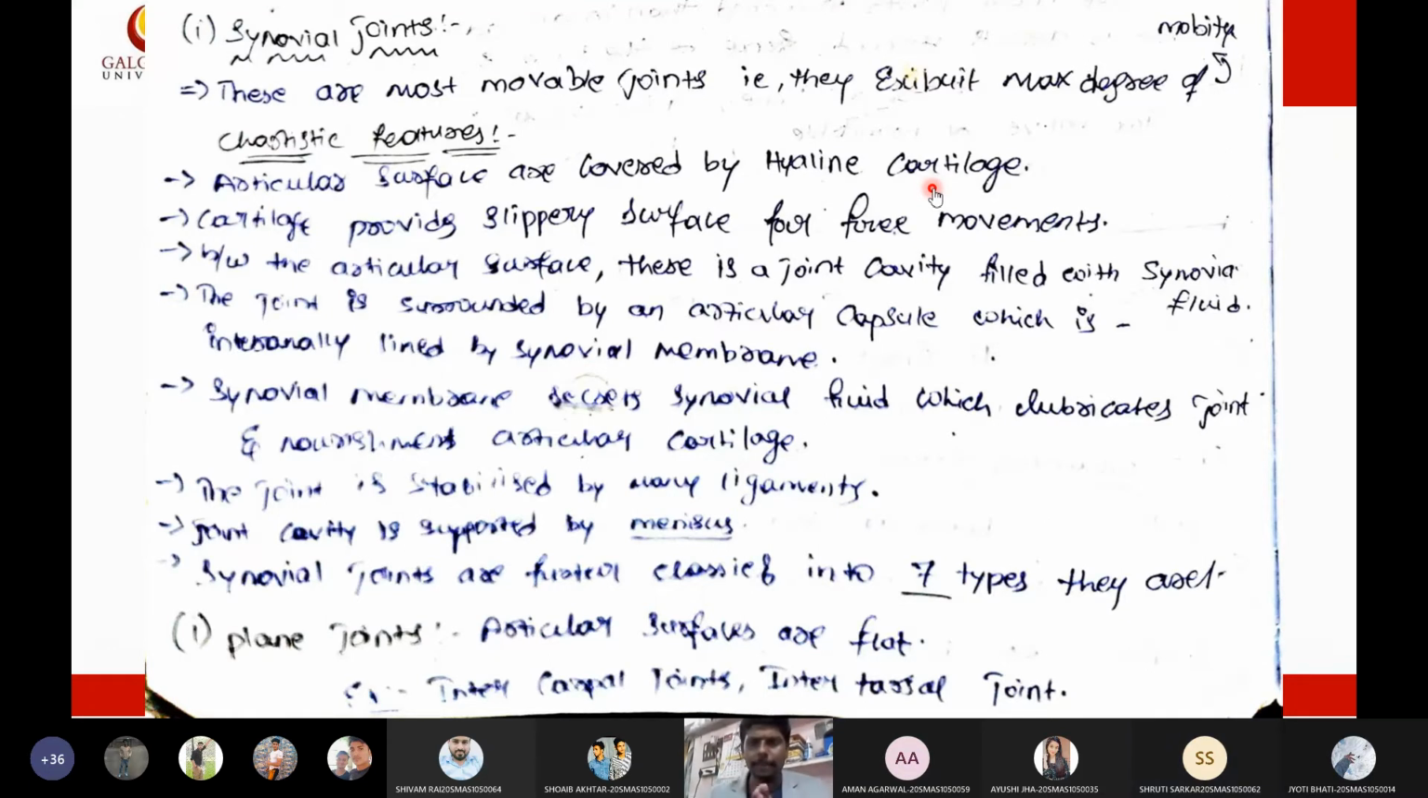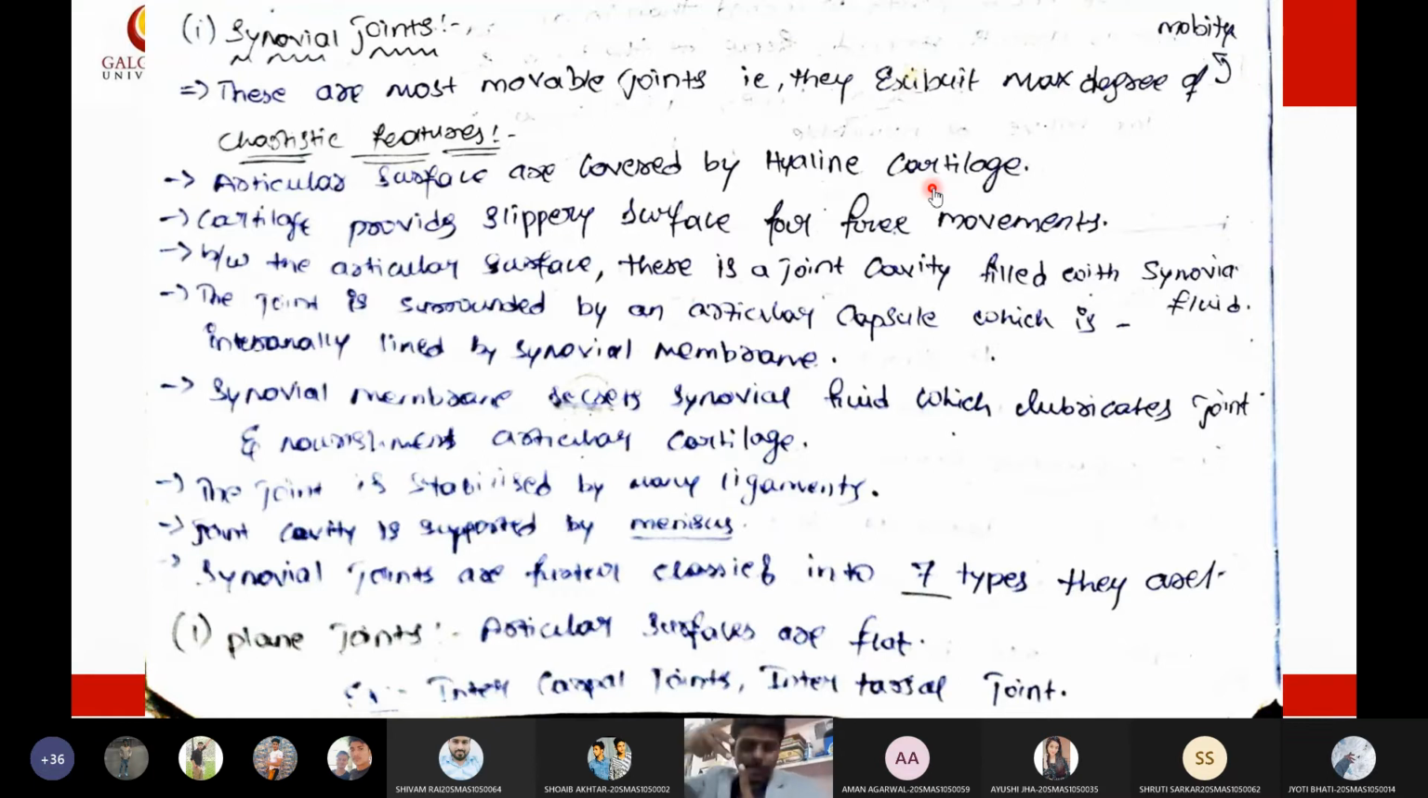I'm discussing synovial joints. Whenever I say synovial joint, keep this picture in your mind. A synovial joint will have two bones. Two bones connect at the synovial joint, and the extremes of these bones will have hyaline cartilage. Always, both this bone and this bone will have hyaline cartilage.